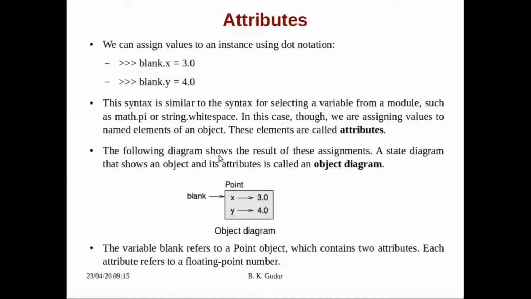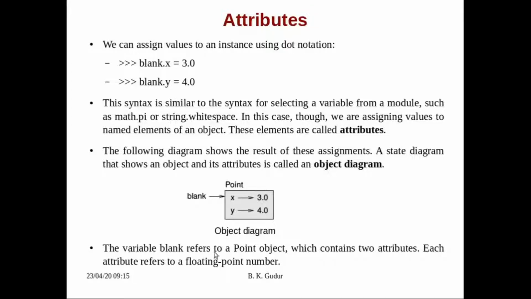The following diagram shows the result of these assignments. A state diagram that shows an object and its attributes is called an object diagram. So this below is an object diagram. What it is going to show is the object and its attributes, including the values of those attributes. Okay, so blank is an object. It's of type class Point, and it has two attributes, x and y, and x has got value 3.0 and y has got value 4.0.